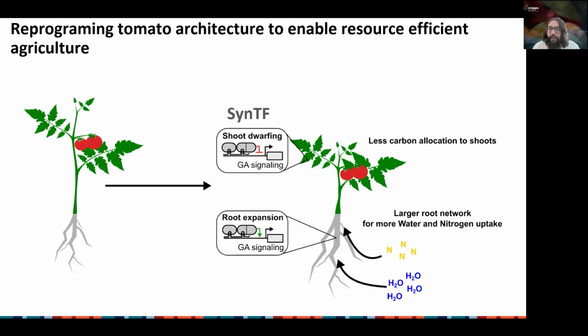Hi, my name's Arjun, and I'm going to build on Tony's description of our progress in maize by giving you a summary of work we've been carrying out in tandem to create programmable architectures in tomato.